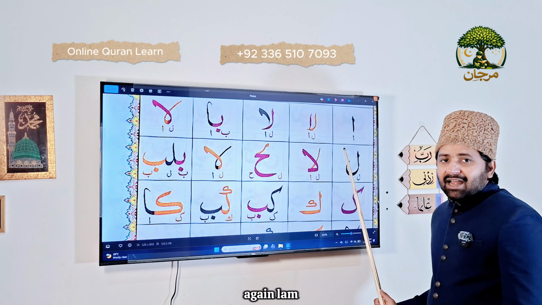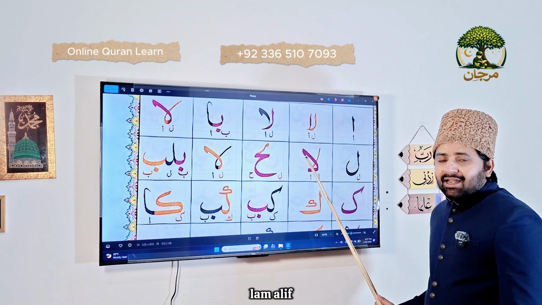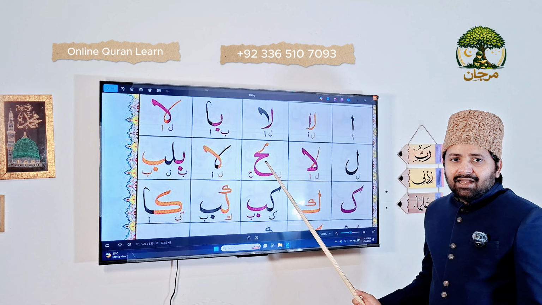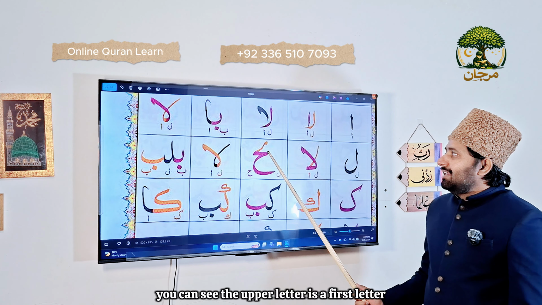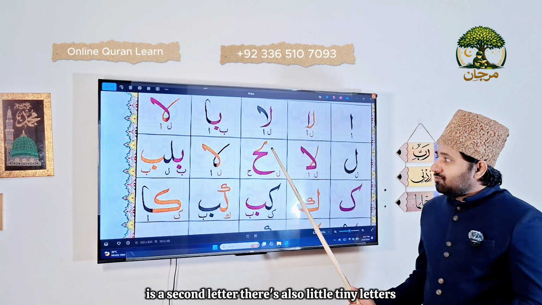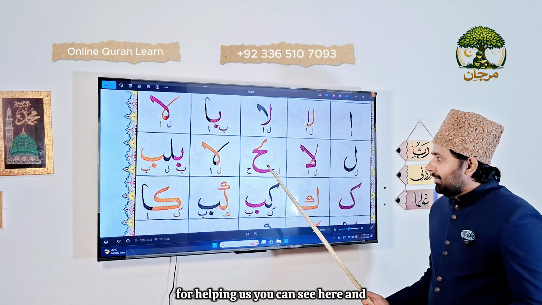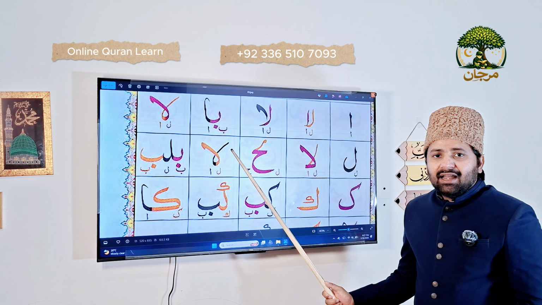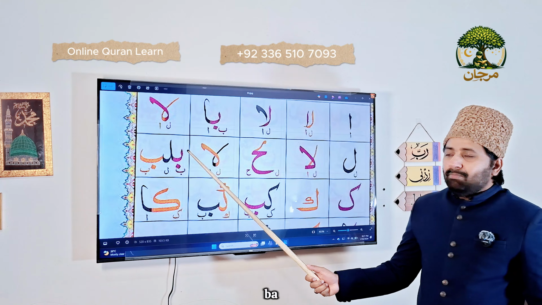Again, lam alif, lam ha. You can see the upper letter is the first letter. The bottom letter is the second letter. There are also little tiny letters to help us. You can see here. And the next letter is again lam alif. Next letter, ba.